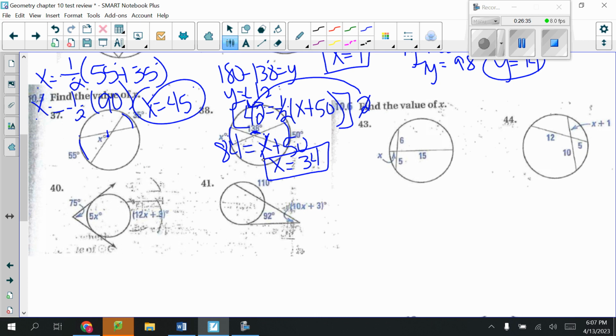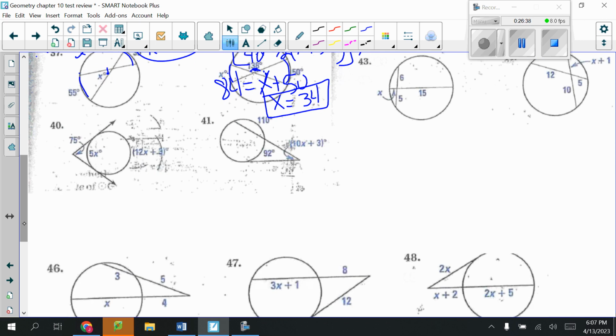If I look at this one below it, number 40, I have this angle 75, this arc 5x, this arc 12x plus 3. And the angle I know is on the outside, that angle 75 is equal to 1/2 the big arc 12x plus 3 minus the little arc, so minus 5x. So right now I have 75 equals 1/2. So 12x minus 5x leaves us with 7x plus 3.